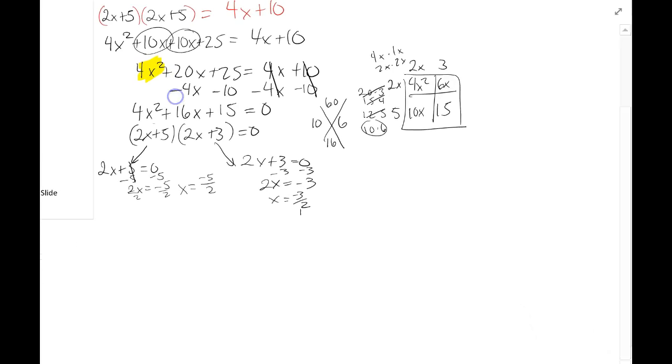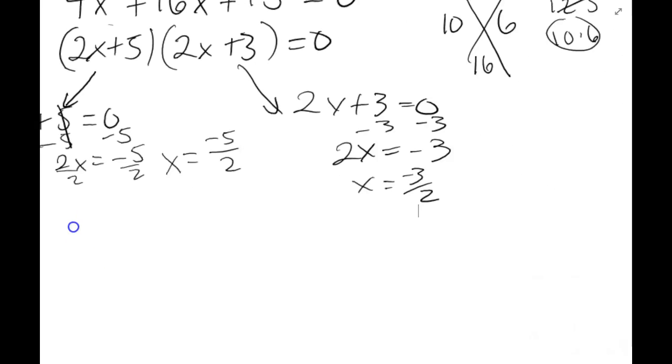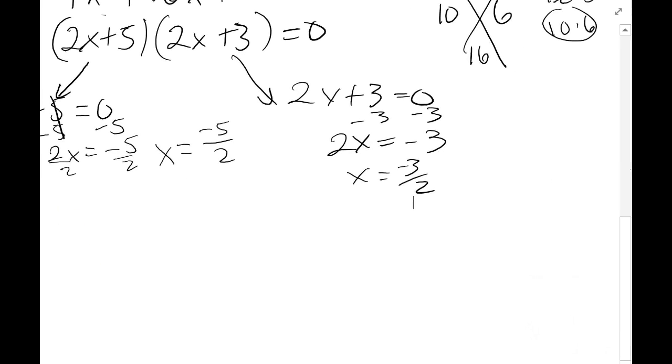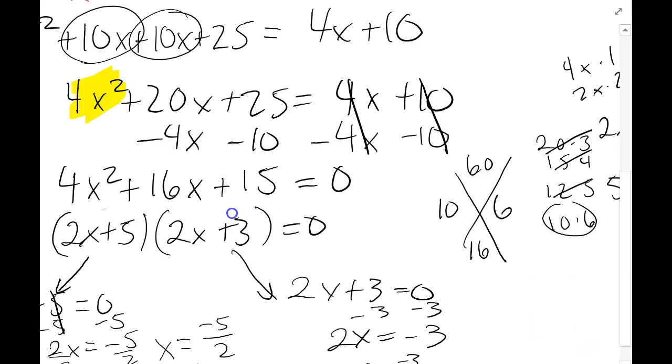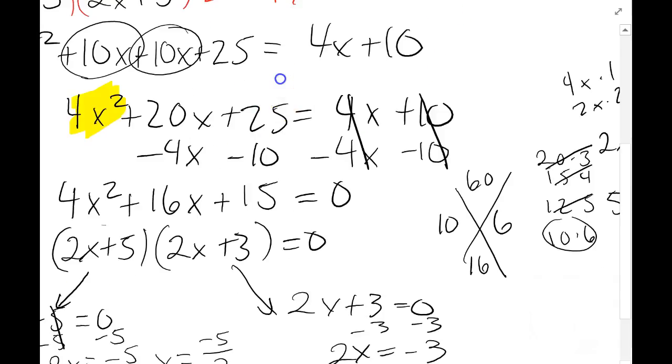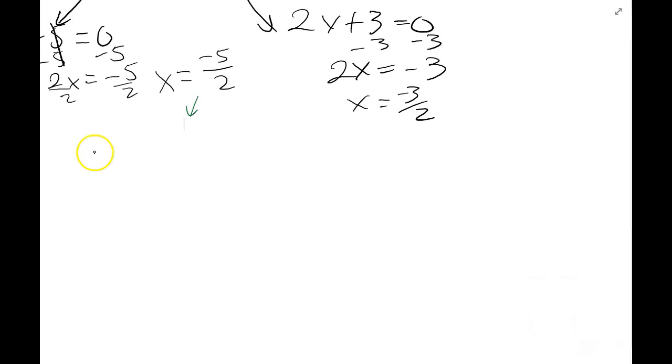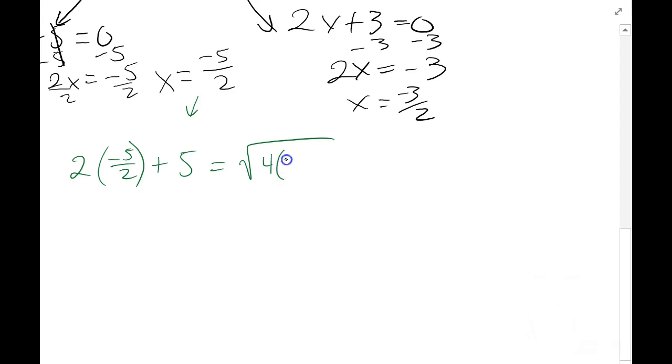Okay, so let me move up a little bit so you guys can see it all. Now, let's check this negative 5 over 2. Okay, so our problem was, what was it? 2x plus 5 equals the square root of 4x plus 10. So plug in the negative 5 over 2 here for the x: 2 times negative 5 over 2 plus 5 equals the square root of 4 times negative 5 over 2 plus 10.